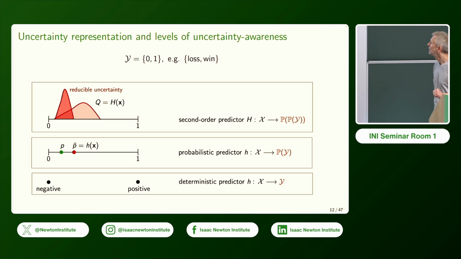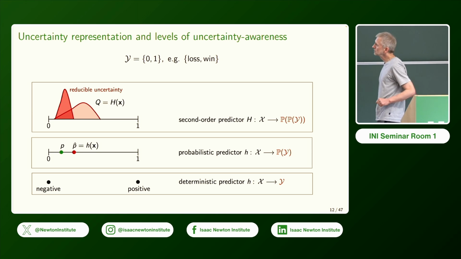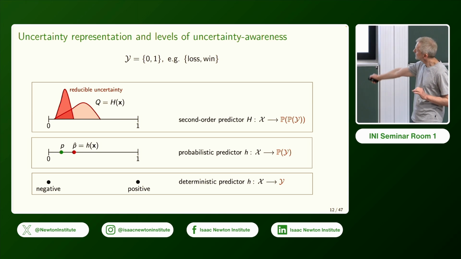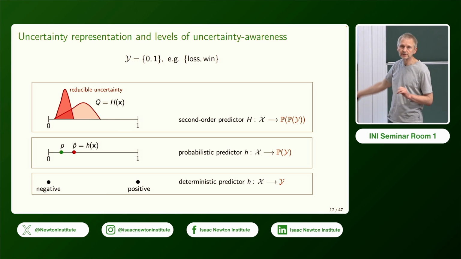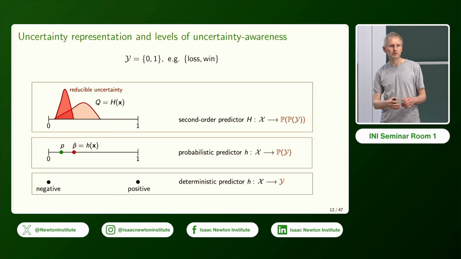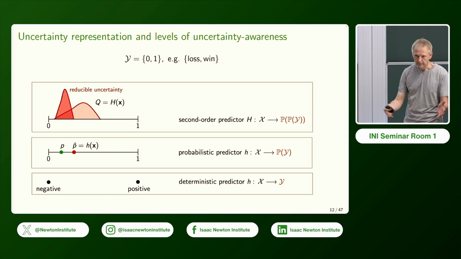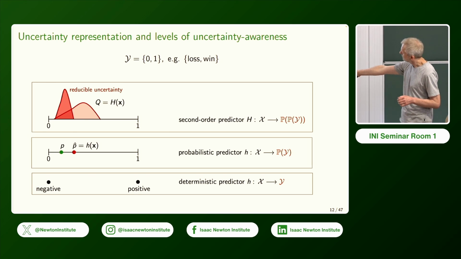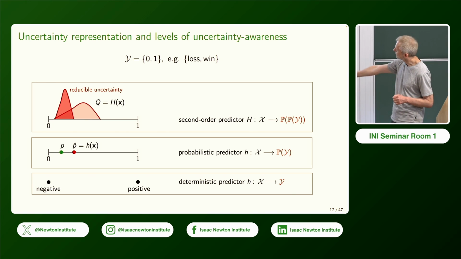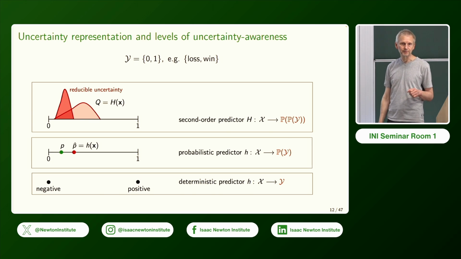And again, the important point, this second order uncertainty here is in principle reducible. You can get rid of it by collecting more data or information. This uncertainty here you can't get rid of. You cannot move the P to 0 or 1, to the extremes.